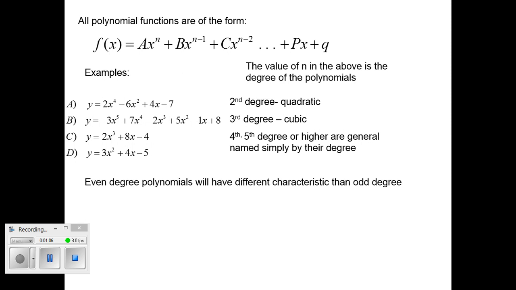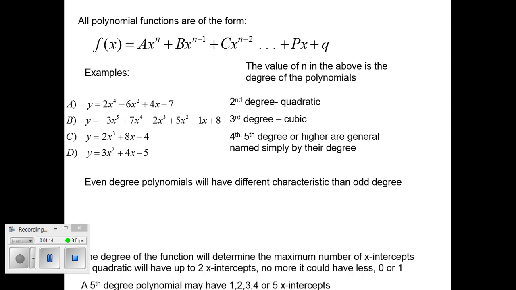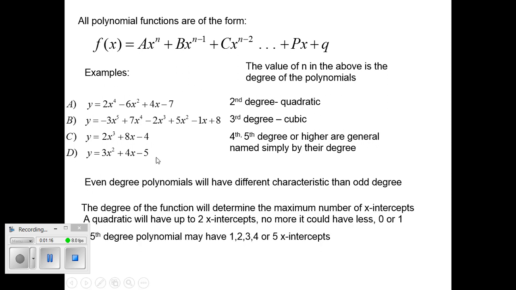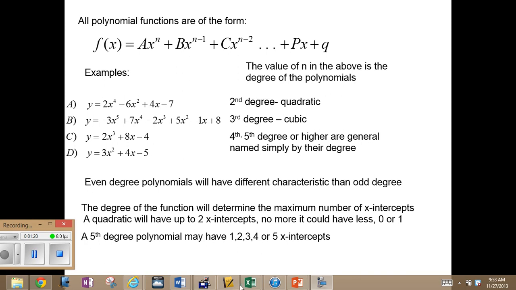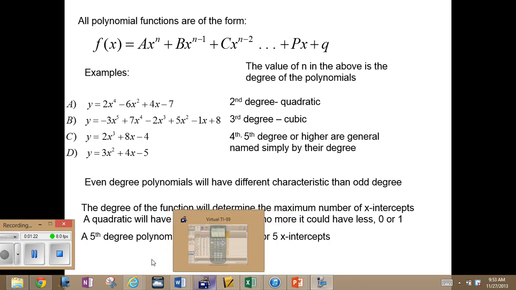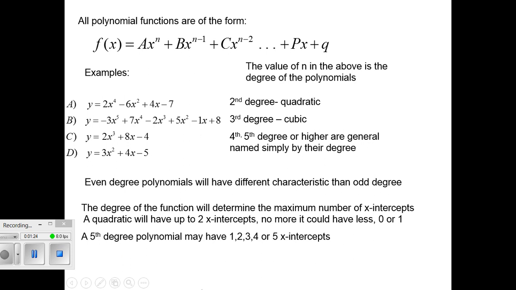And for most purposes, the line of distinction between polynomials is going to be whether they're even or odd powers. So we're certainly going to classify them, and it's easy enough to determine, and we're going to talk about them in terms of their powers.